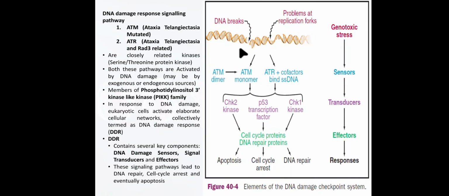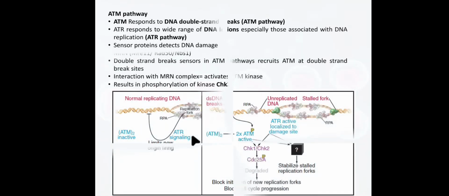In response to DNA damage, eukaryotic cells activate elaborate cellular networks collectively termed the DNA damage response. The DNA damage response consists of several key components, that is DNA damage sensors, signal transducers and effectors, and at last it releases some response. So these signaling pathways lead to DNA repair, cell cycle arrest and eventually apoptosis.